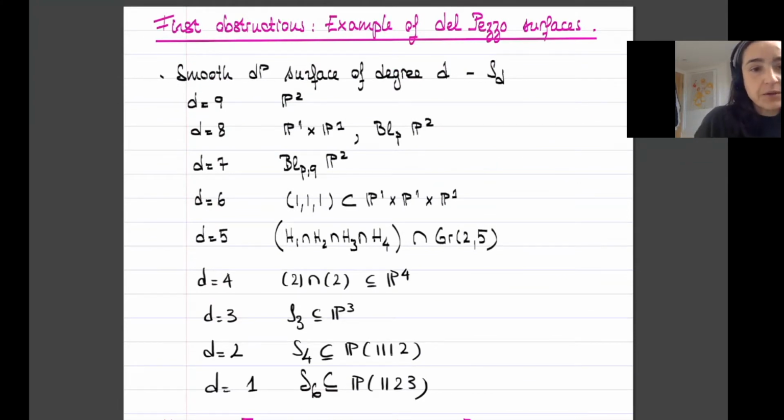Okay, so let me talk about known obstructions, or the classical theory. So let's go back to dimension 2. So smooth del Pezzo surfaces, we have a very good description of these. So the smooth del Pezzo surfaces of degree d have the following form: blow-ups of P2 in a bunch of points, or P1 cross P1. And we have an explicit description in many cases.